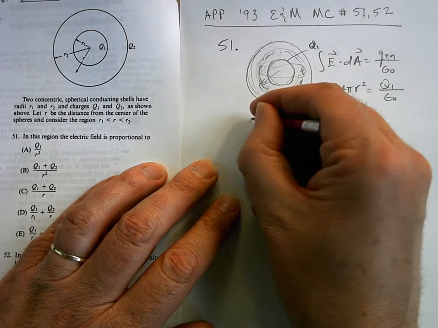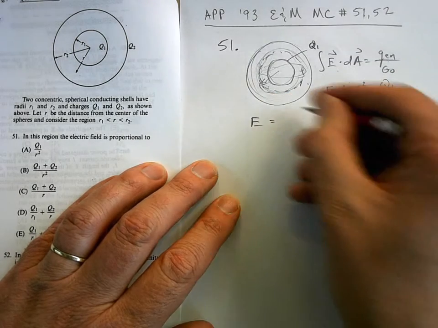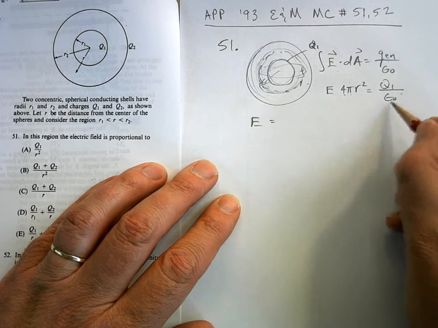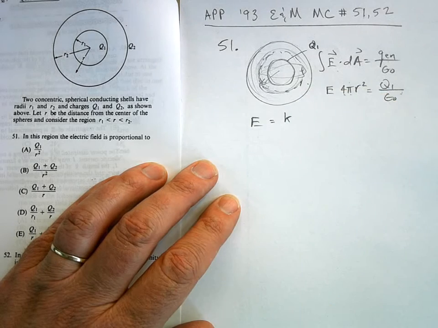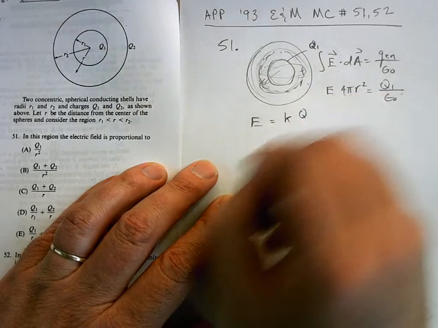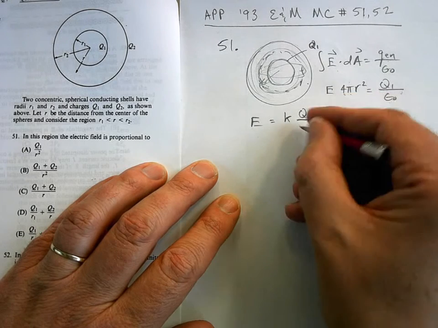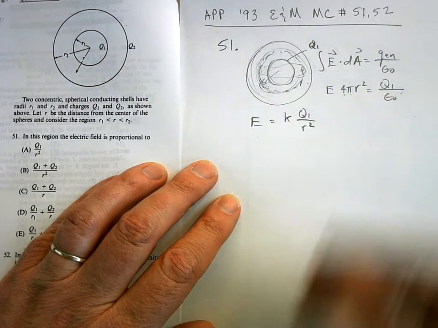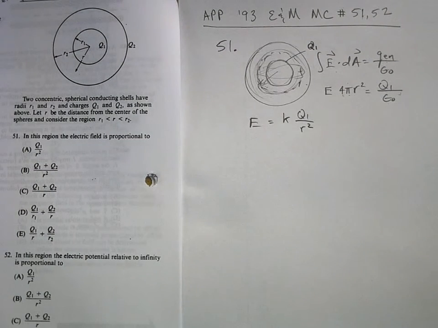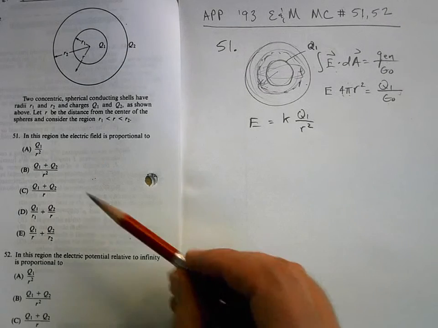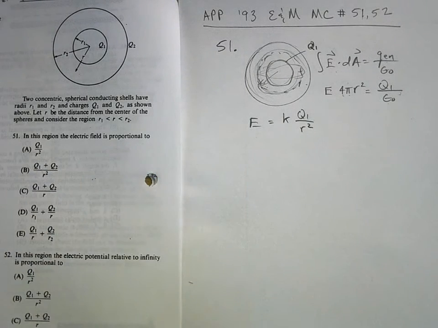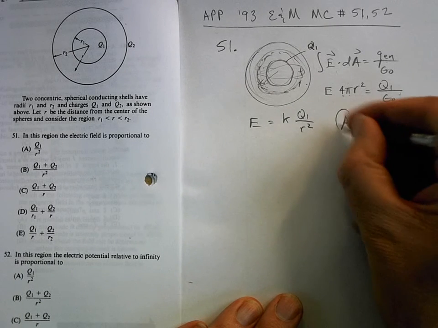And, of course, we get E equals, when you divide by 4 pi, you get 4 pi epsilon naught, which is K, and then you've got Q1 over R squared. And this is R squared, not R1 or R2, just R. So in this region, the electric field is proportional to Q1 over R squared, and that's why the answer is A.